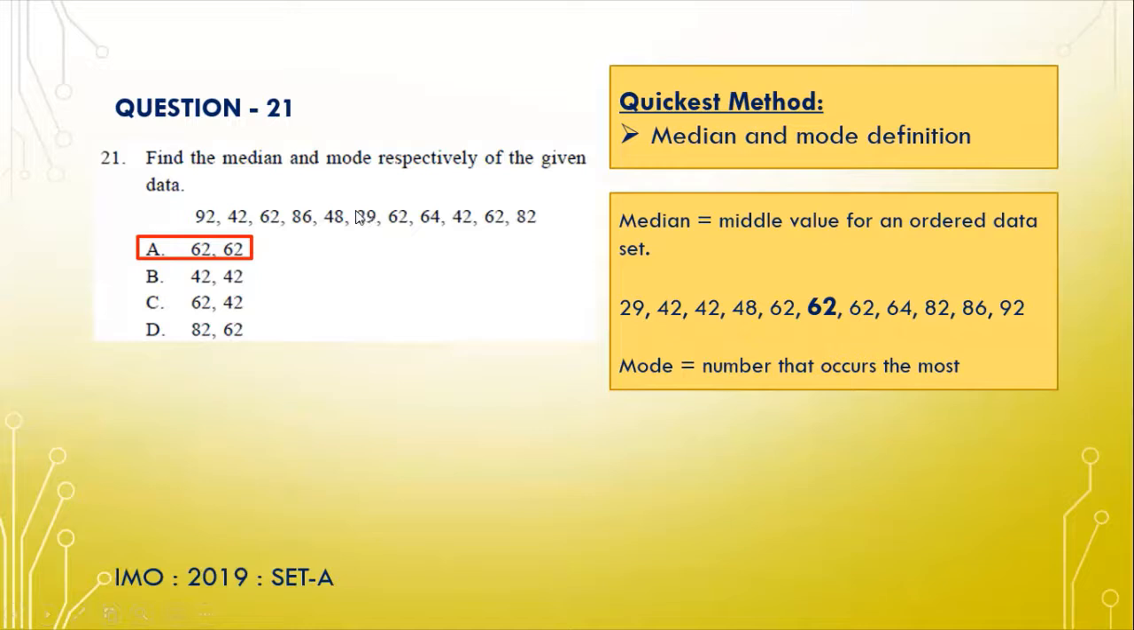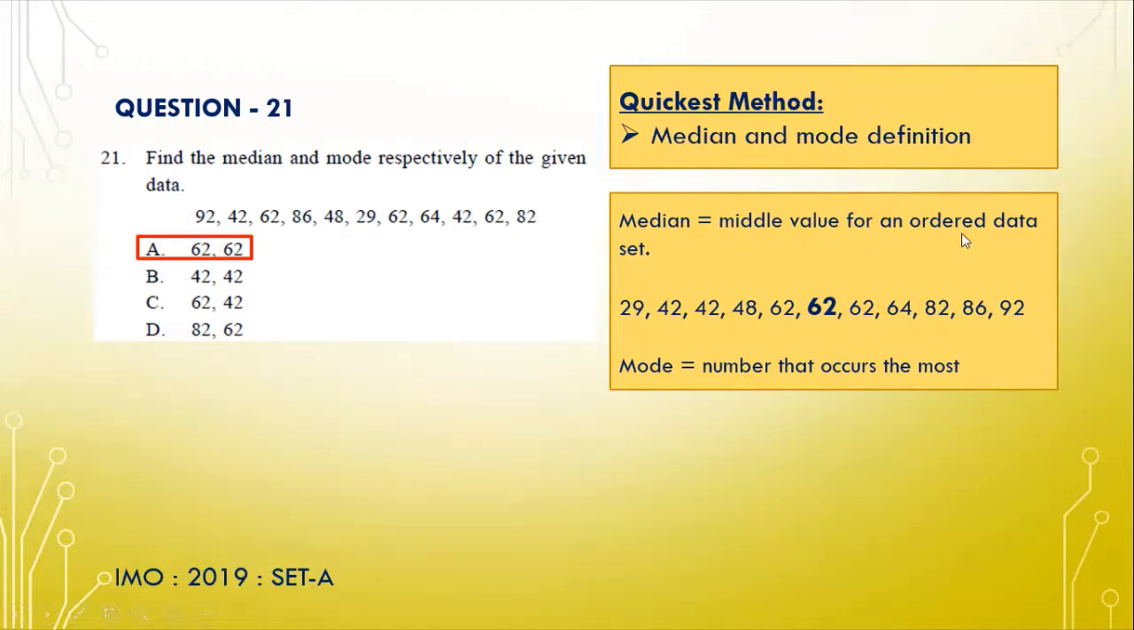You have to sort the data in ascending order, increasing order. So the first list is 29, then 42, 42. 42 is 2 times, then 48, then 62, 62, 62, which is 3 times, then 64, 82, 86, and 92, isn't it? What is the median?